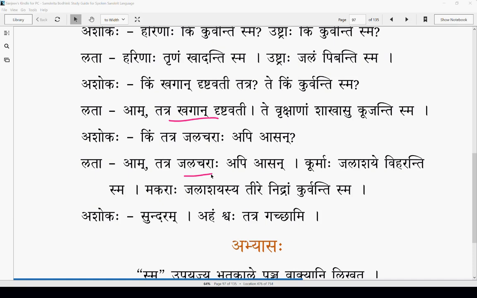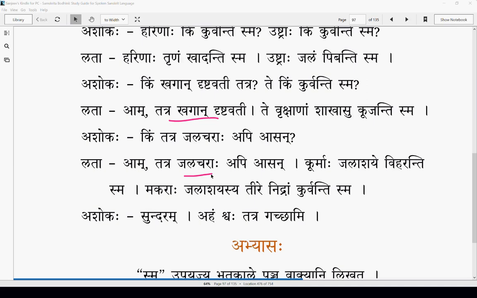Kurmaha. Tortoise. Tortoises or turtles. Jalashaye viharanti sma. Viharati means moving about. They are moving about in the jalashaya, in that pond or a lake.